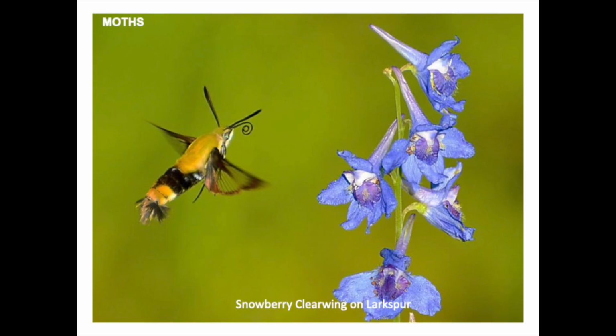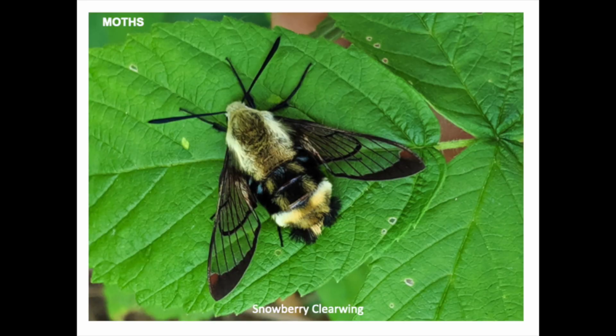Here's another, these are just so cool, snowberry clearwing. This is larkspur, again with that long floral tube, where the nectar's all the way at the tip of that. And I just wanted to show you, these are bee mimics. So this is actually a moth. It's a big, big moth, but it doesn't have scales on its wings, and its body has all this pattern and fuzzy stuff to look like a bee.